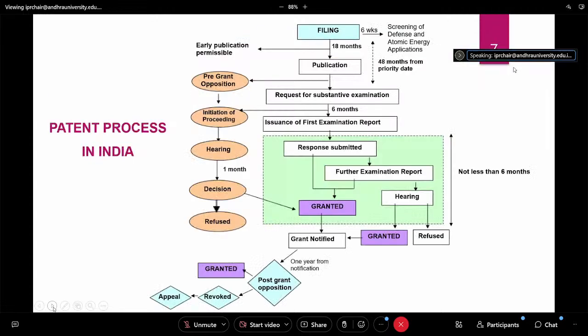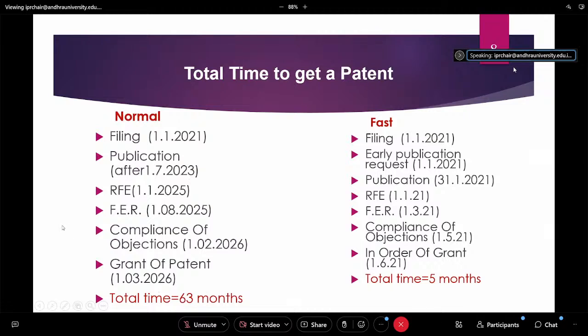This is the patent process in India. I'm not going to go through the whole of it because we will have another class on that. So I'm just skipping it. I will not take that class. My colleague will take that class. This is the total time to get a patent in India.